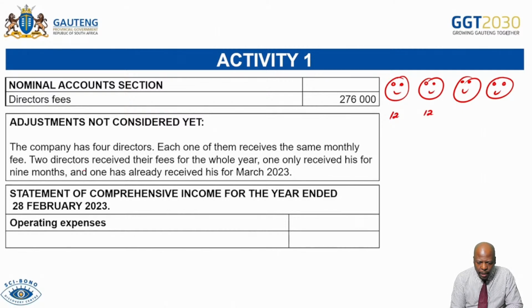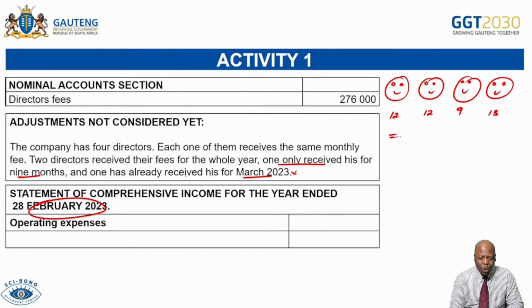Okay, and only one received for his 9 months. And this one received 9 months. And one is already received for March. So remember, it must end in February, but one is received for March. That means 1 month more. This has been paid in advance. So we're talking 13 months.